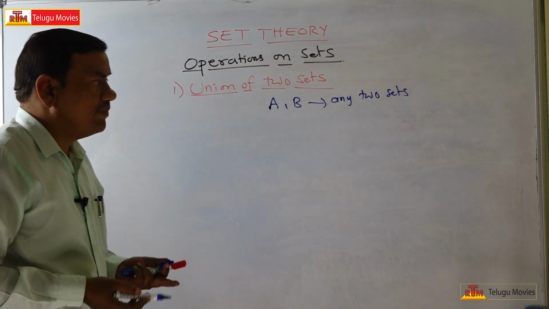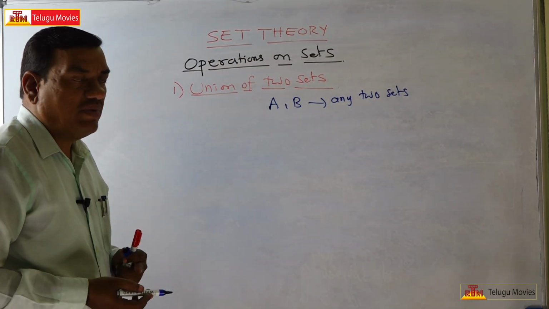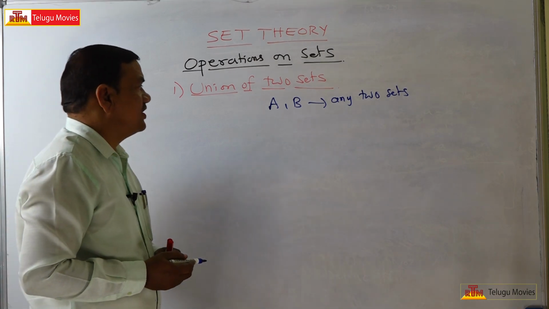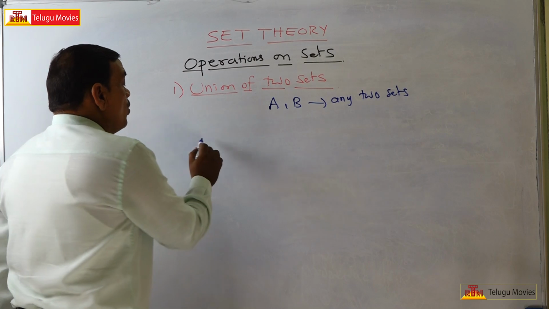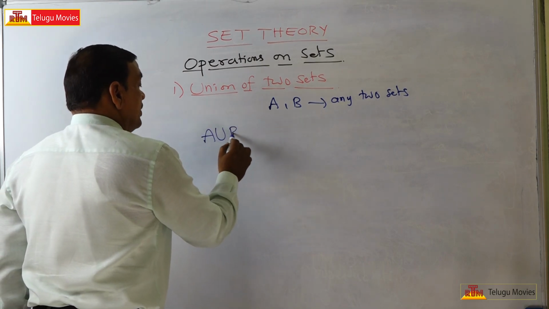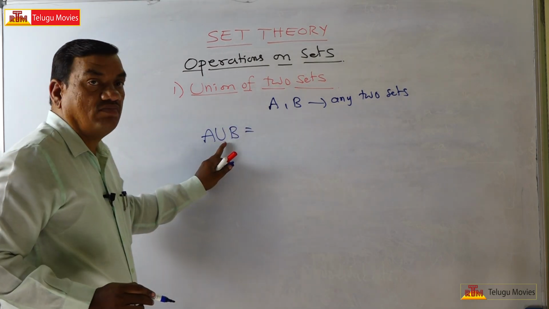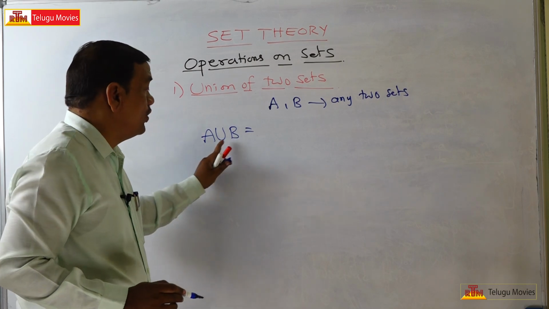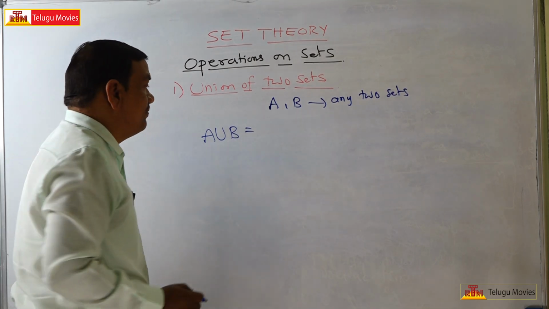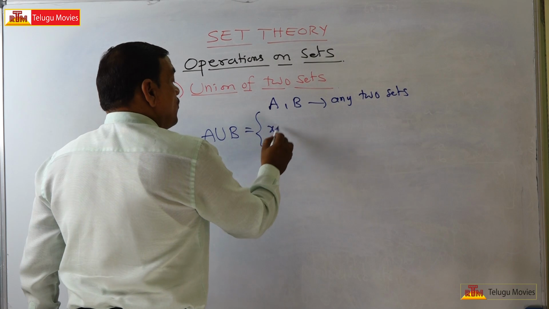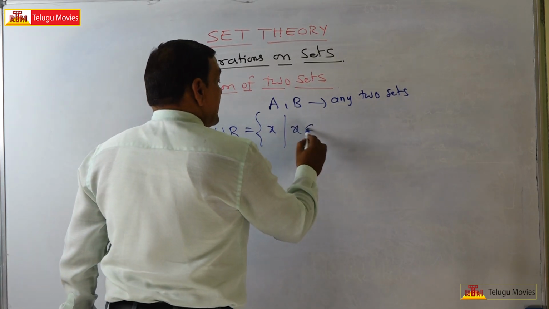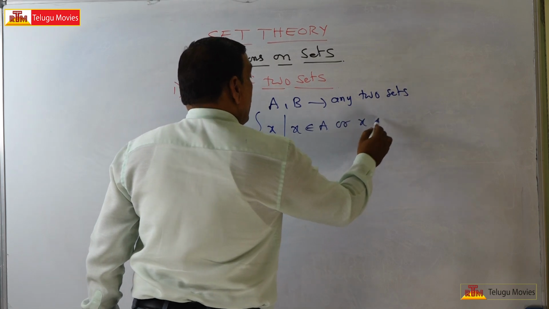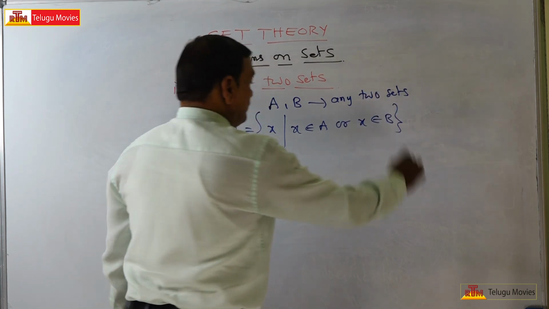Maybe empty, or both are empty, or one may be empty and another may be finite. Whatever it may be, take any two sets. Then the union of two sets is denoted by A union B. What is the symbol? Union. A union B is defined as the set of all the elements X such that either X belongs to A or X belongs to B.